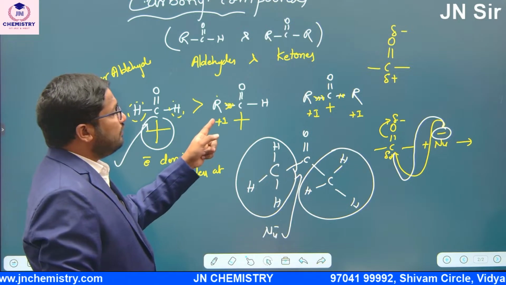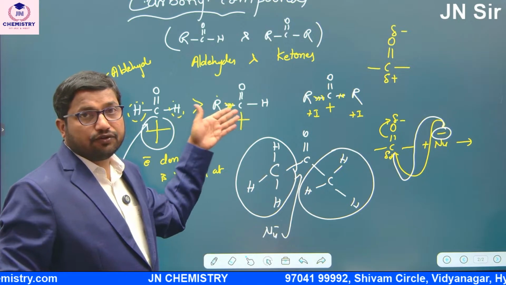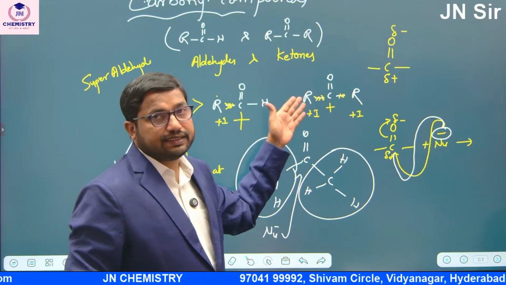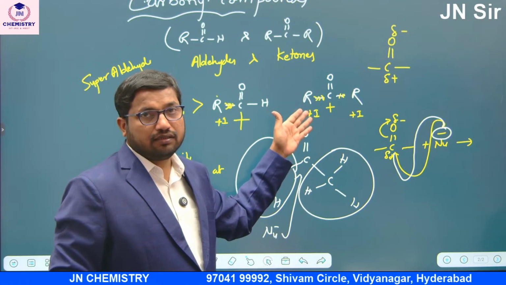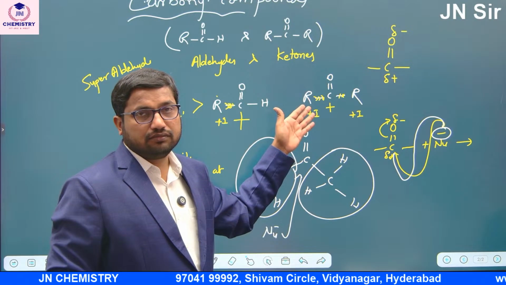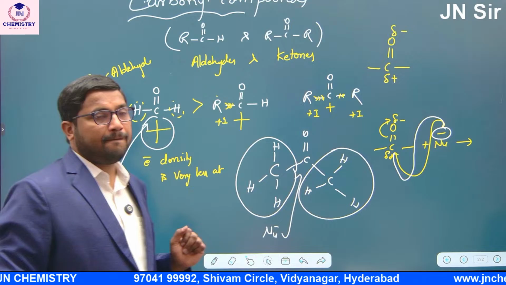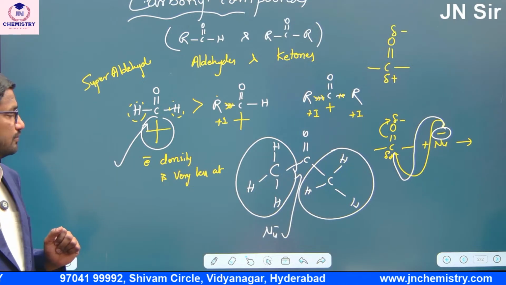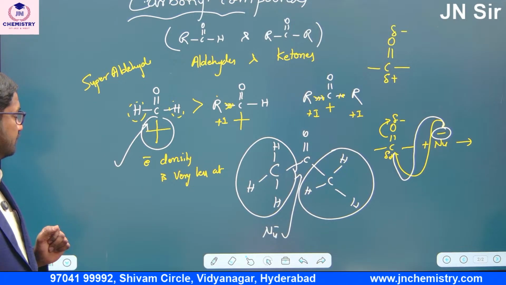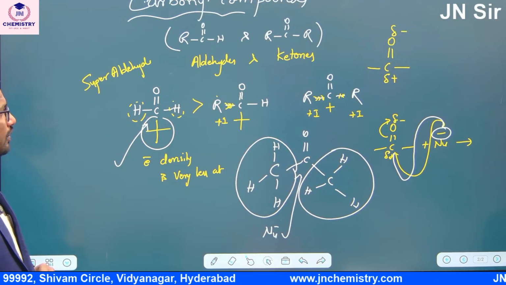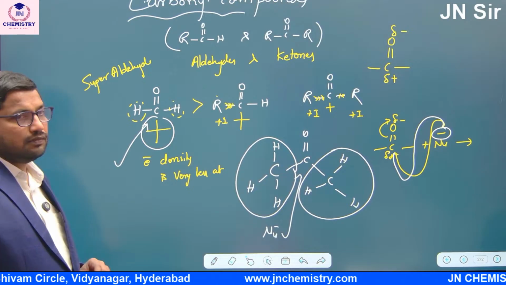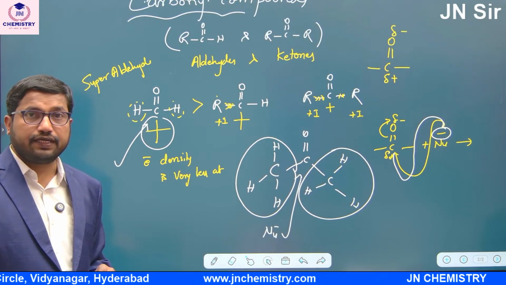But whereas in the case of aldehyde, one plus I group is there. Whereas in ketones, 2 plus I groups are there. Okay? Still, if you have any doubt, let me know, please.